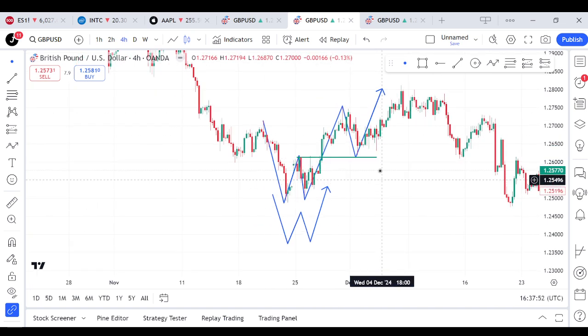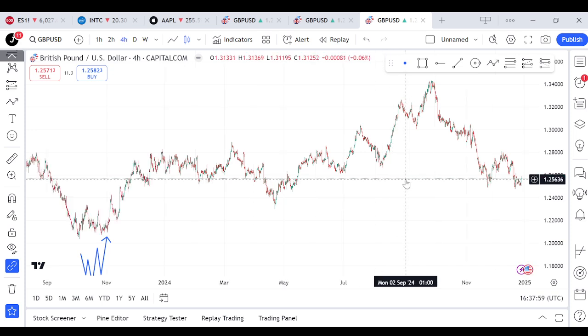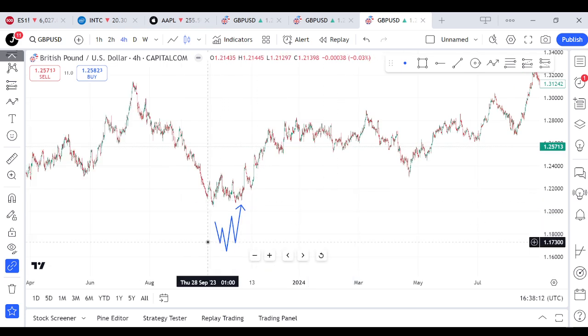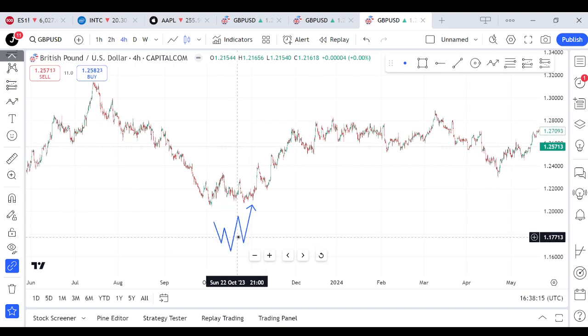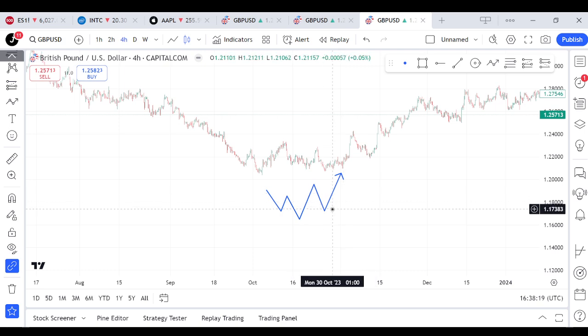The next on my list is the Quasimodo pattern. The Quasimodo pattern is a common reversal pattern, and it can offer excellent trading opportunities when correctly identified. It resembles an irregular head and shoulders, but with an extended right shoulder. So this is the Quasimodo pattern. This unique structure often signals strong reversals after impulsive market moves.